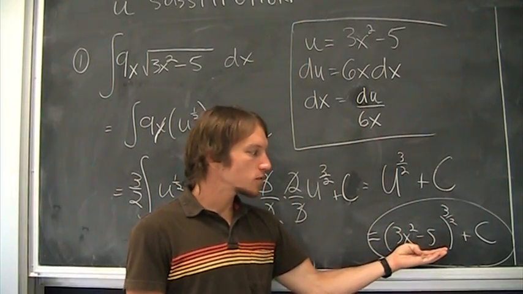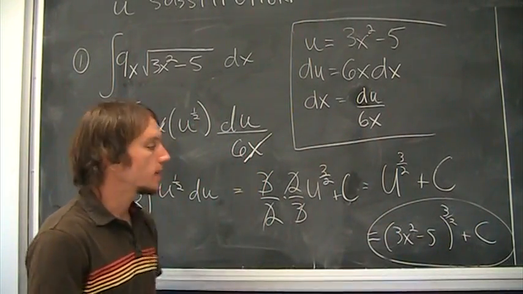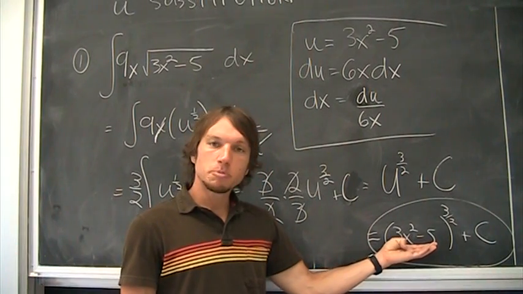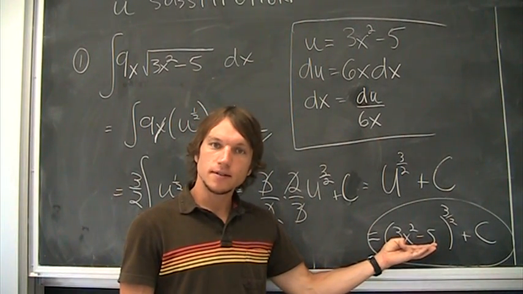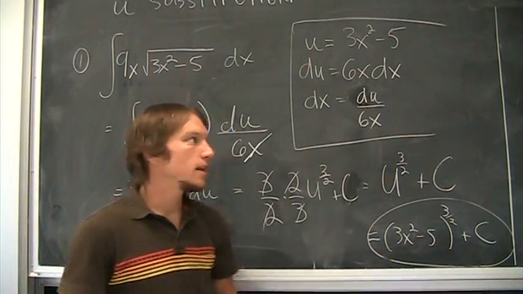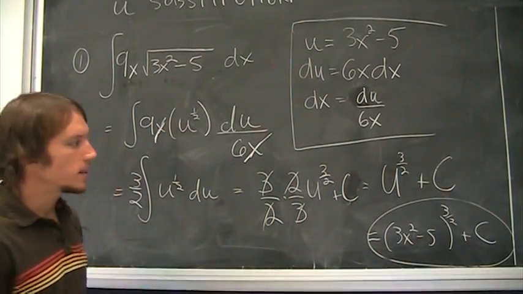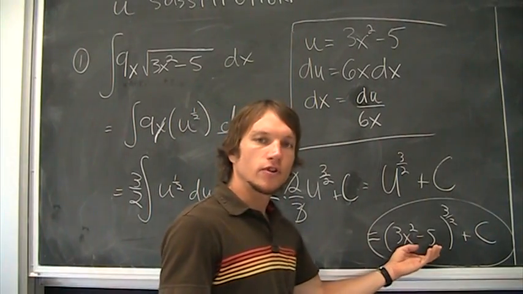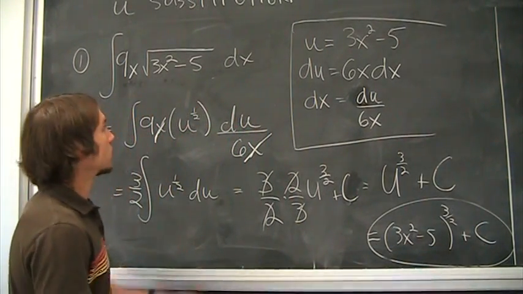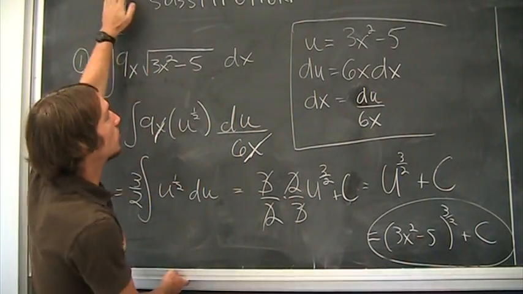3/2 times (3x squared minus 5) to the 1/2, and then multiply by the input function derivative, which would be 6x, okay? And then I should end up with 9x times that. So you can always check by taking the derivative of your answer for your integral to see if you get your original function. Okay, let's do one more.